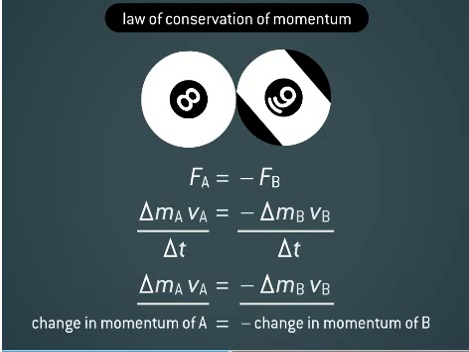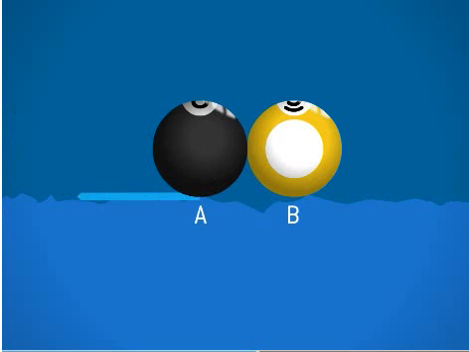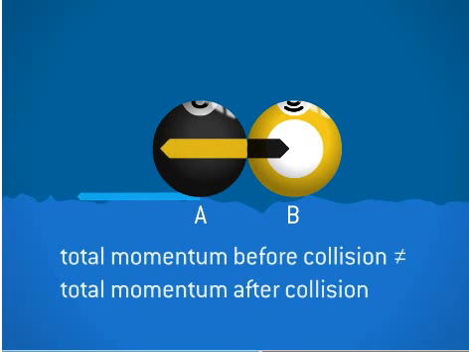The change in the momentum of A is exactly the same magnitude but opposite in direction to the change in the momentum of B. The total momentum remains unchanged. This is only true if there are no other forces changing the motion. For example, if A is slowing down due to friction, then momentum is not conserved.